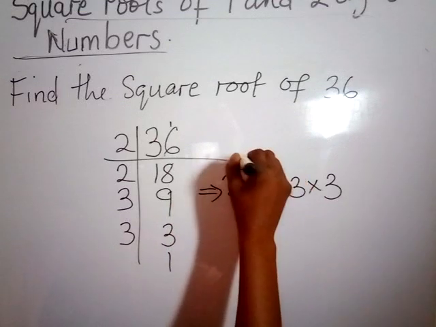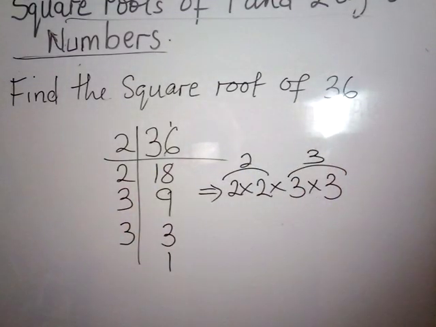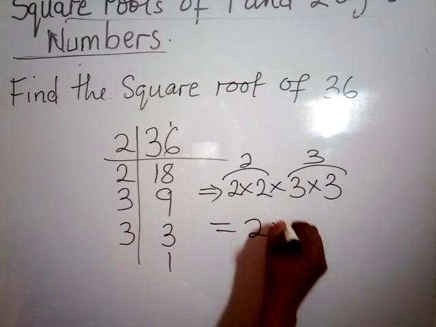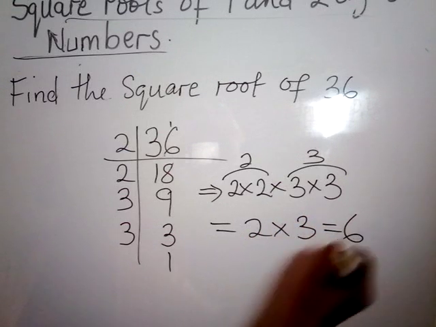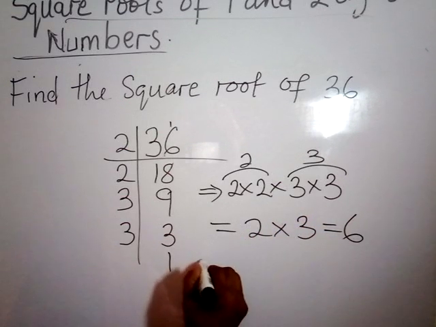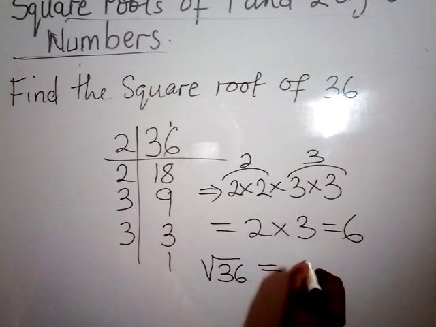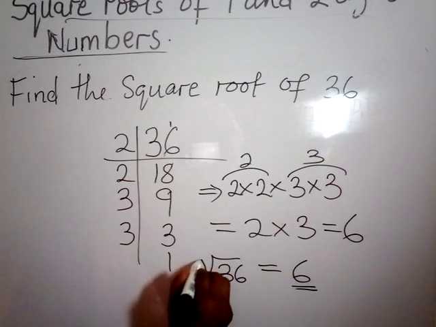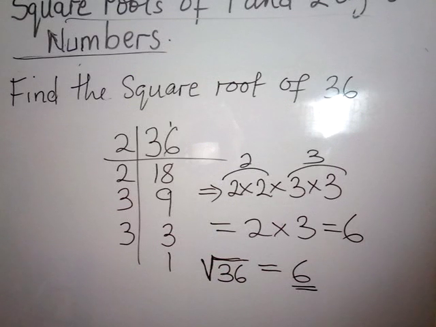So this is one pair and this is another pair. So you just pick one out of the pairs. So that means we have 2 times 3. And 2 times 3 gives us what? 6. That means that the square root of 36 is equal to 6. Again, you see the symbol. Please take note. This is the symbol of square root.